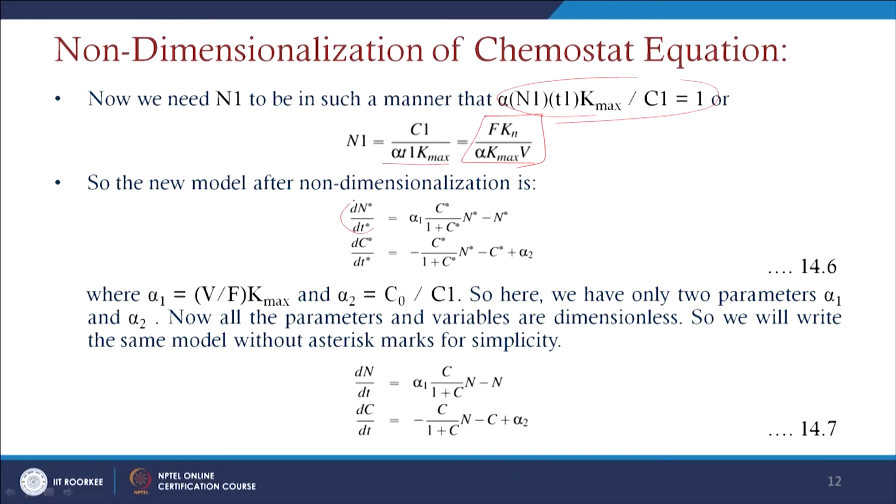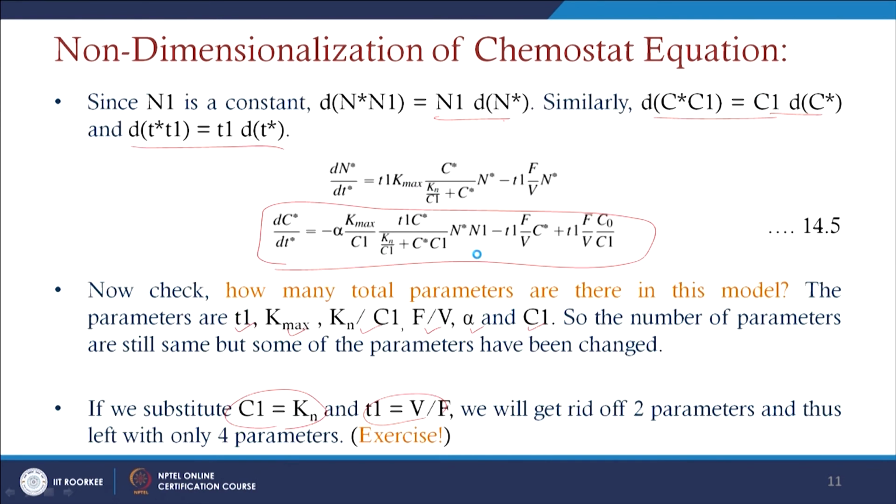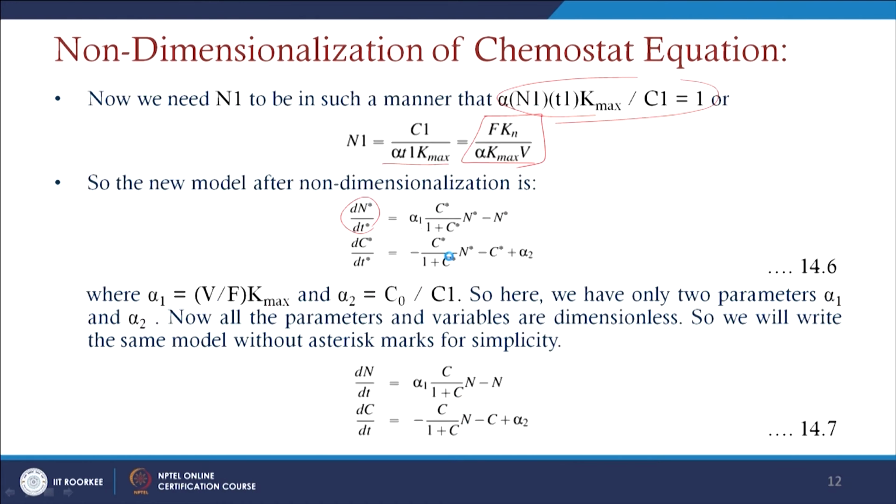dn star by dt star equals alpha 1 c star by 1 plus c star. If you look at the previous model here, we are just replacing all these variables in terms of alpha n1 t1 k max by c1 equals 1. That is why this will be reduced to this form: dn star by dt star equals alpha 1 c star by 1 plus c star n star minus n star here, and dc star by dt star can be written as minus alpha c star by 1 plus c star into n star minus c star plus alpha 2, where alpha 1 can be written as v by f k max, and alpha 2 can be written as c 0 by c 1. So here we will have only two parameters, alpha 1 and alpha 2.